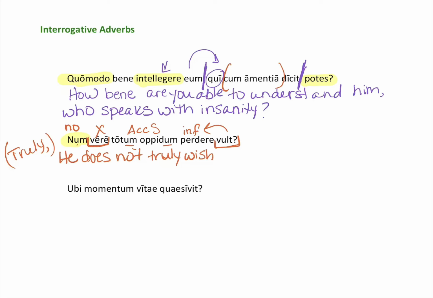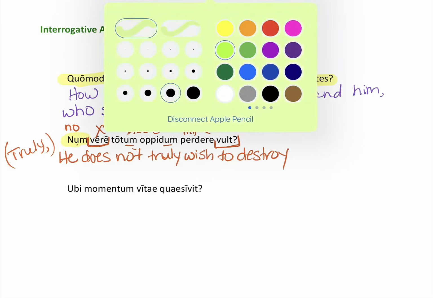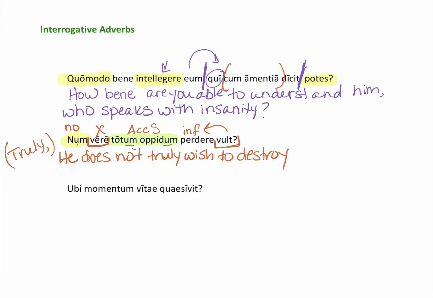Here's our infinitive that follows. To destroy. Destroy what? Well, the only thing that we have left is our accusative. Totum oppidum. He does not truly wish to destroy the whole town. And then here's where we're going to say, no, he doesn't. Does he? Remember, that gives us a no answer.